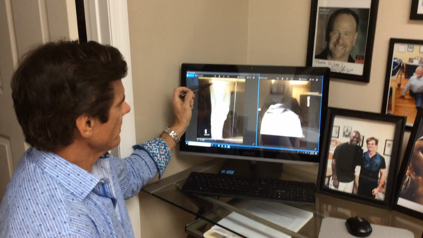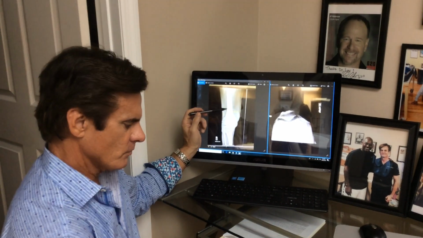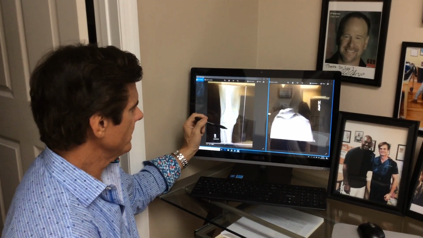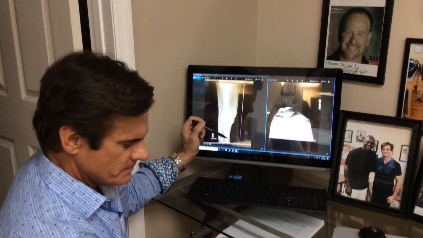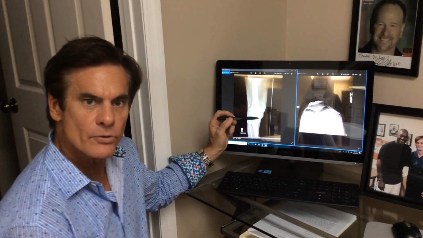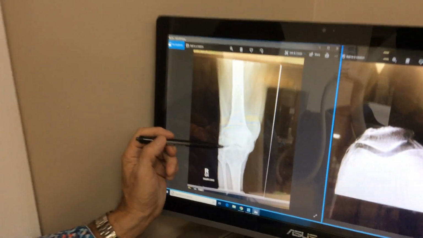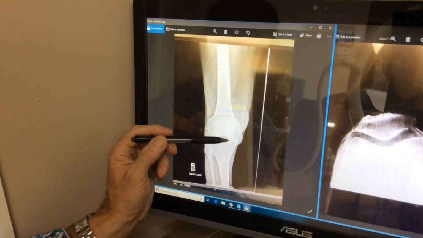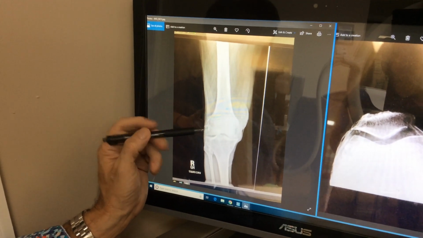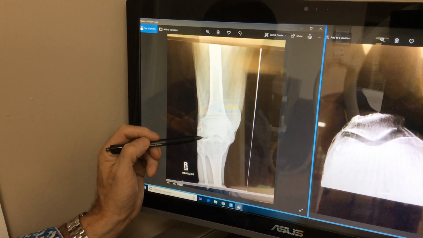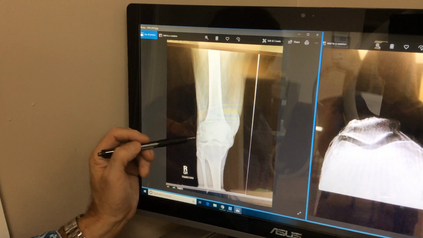When you look at an X-ray, we have the long femur bone, which is in your thigh, and then we have the tibia and fibula. The tibia is the main bone in your shin. The femur and tibia connect, and in between there is a medial and a lateral compartment. This is where your medial and lateral meniscus lies.